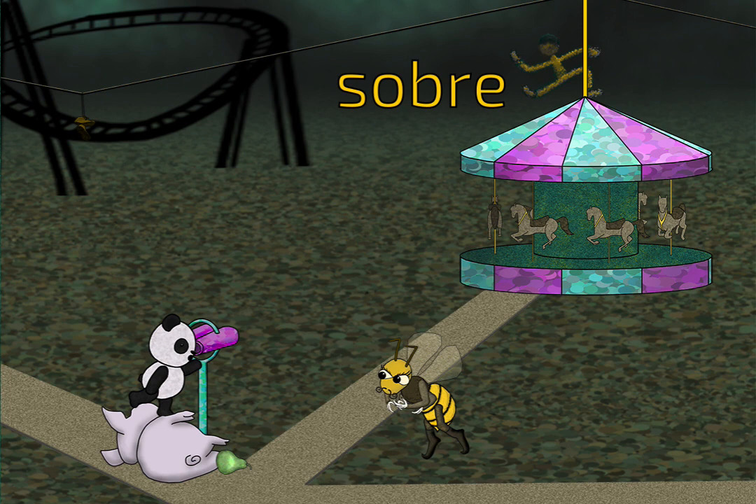As an example, if you're sitting on a chair, that's simply en. You're sitting en the chair, because that's the normal way to be at a chair. If you're on a stage, that's also likely to be en, because that's the normal way to be at the stage. But if you're on top of a house or on top of a carousel, you probably won't use en. You're more likely to use sobre.